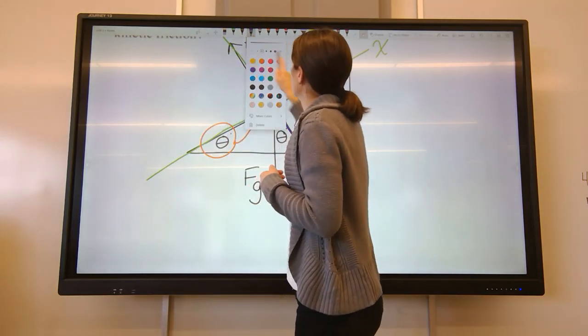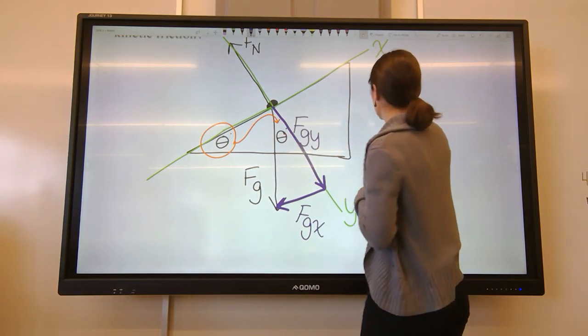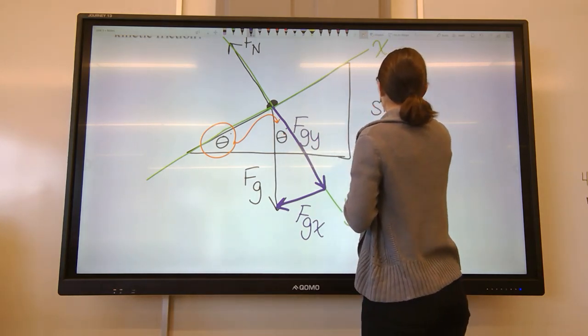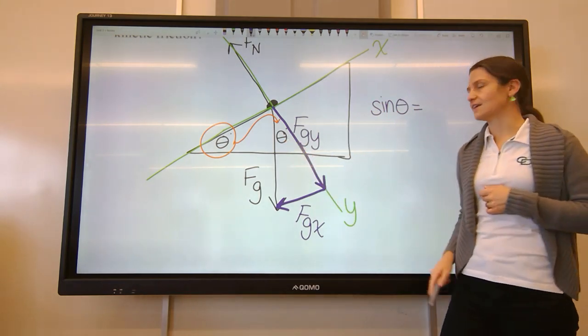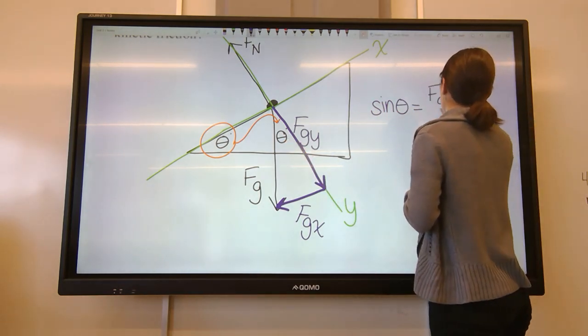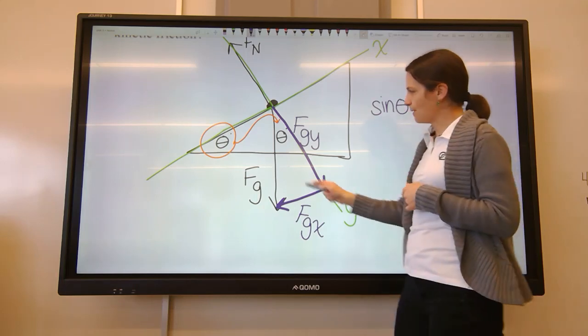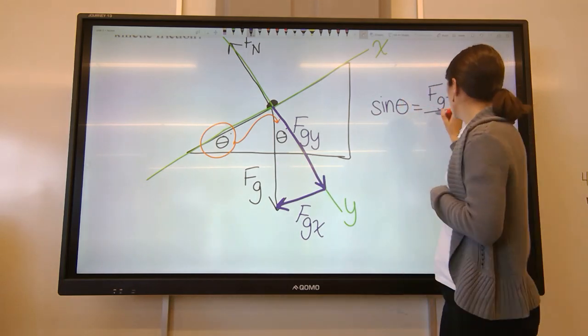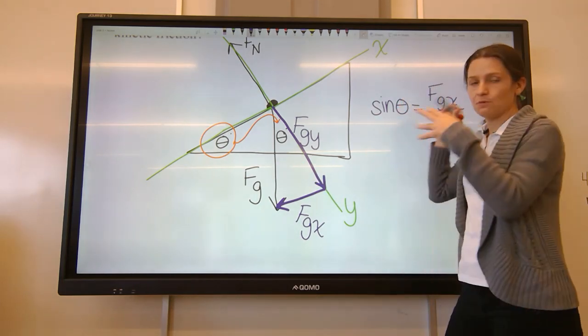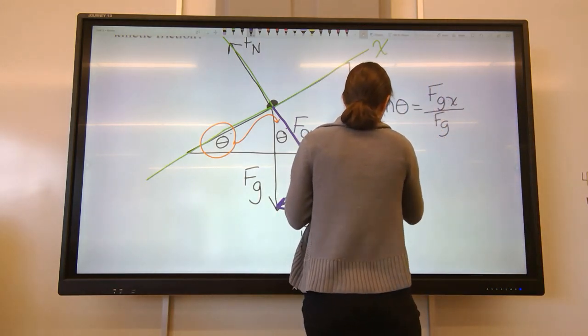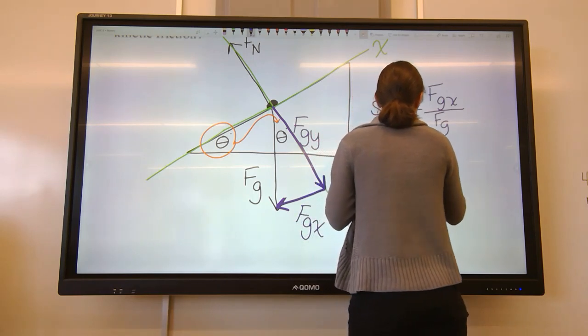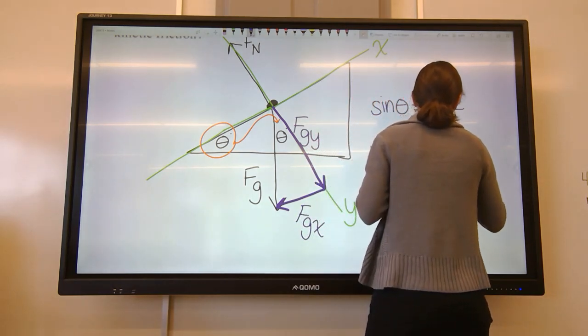So, if I look at this angle here, sine theta is opposite over hypotenuse. Opposite the angle theta is FGX. And the hypotenuse of the triangle is the FG. So if I multiply both sides by FG, I get FG sine theta equals FGX.